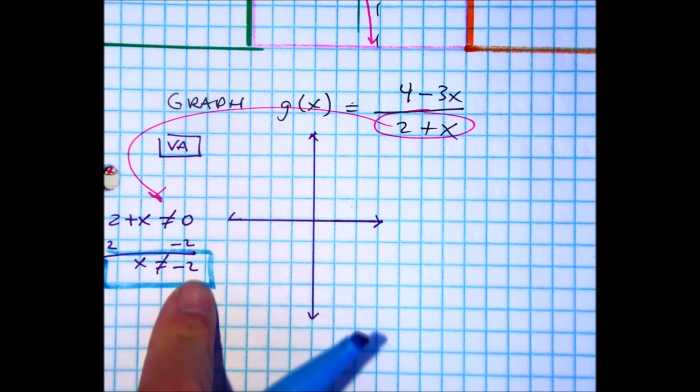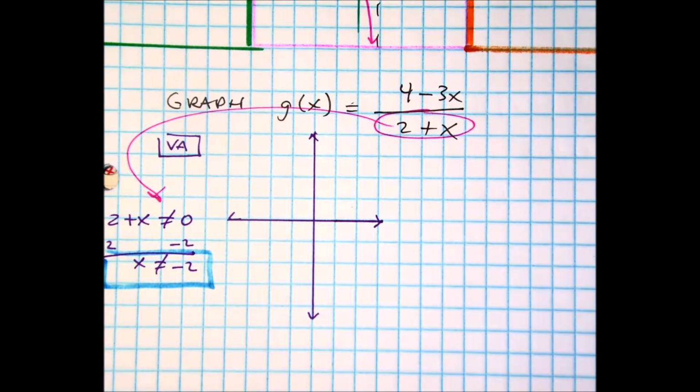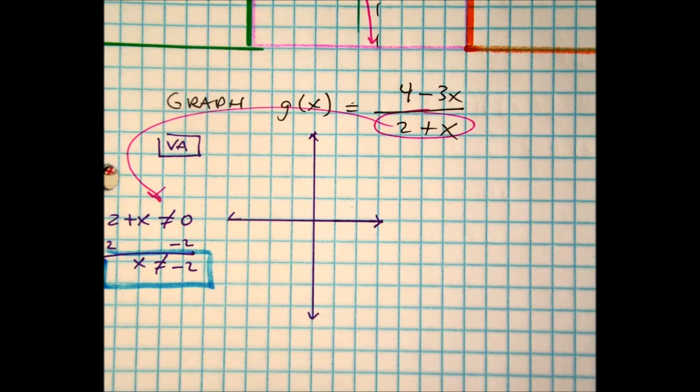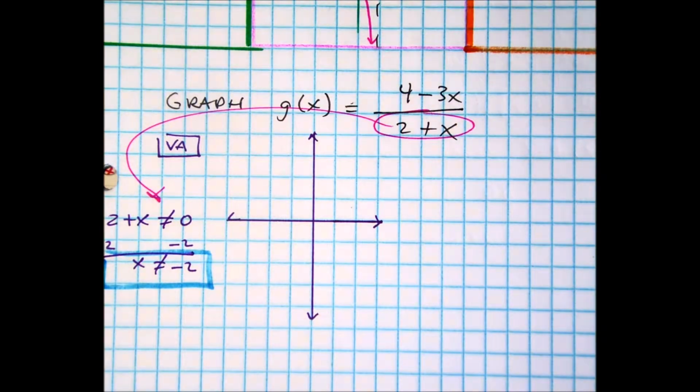Remember, if you take that value negative 2 and you put it back in, 2 plus negative 2 equals what number? 0. And can you have 0 in the denominator? That is bad, and the reason why is that anything divided by 0 is undefined. So we don't want that.